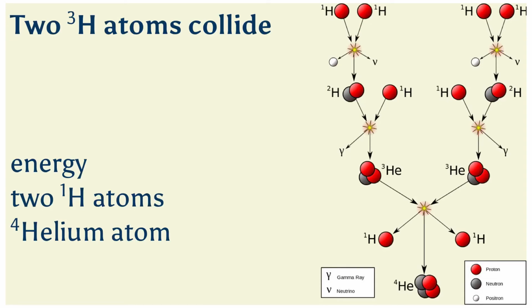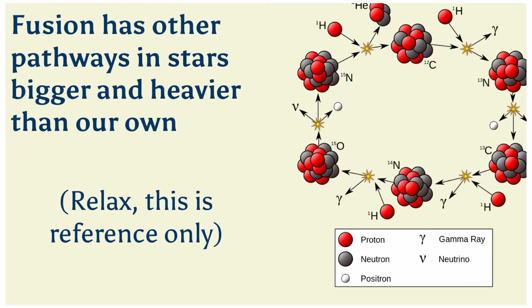That is why inside a star like our sun, we find that it's made mostly of hydrogen, approximately a 3-to-1 ratio of hydrogen to helium. As I said, there are other pathways in more massive, bigger stars than our own. There are other nuclear reactions that take place that create the heavier elements. As my note says here, relax, this is just for reference. I just wanted to throw that out there. I wouldn't expect you to know this.